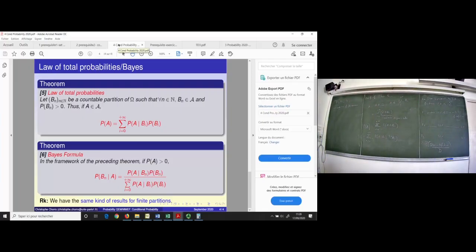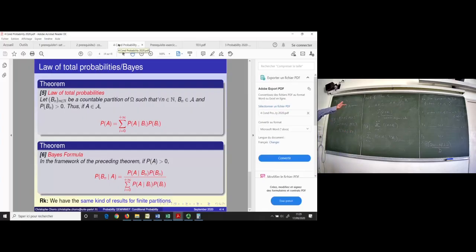So if I want to compute P of D, I use the law of total probabilities, because I have a partition of the universe. If I want to compute the probability to be defective, I use my formula in red in theorem 5: P of D given F1 times P of F1, plus P of D given F2 times P of F2, plus P of D given F3 times P of F3.